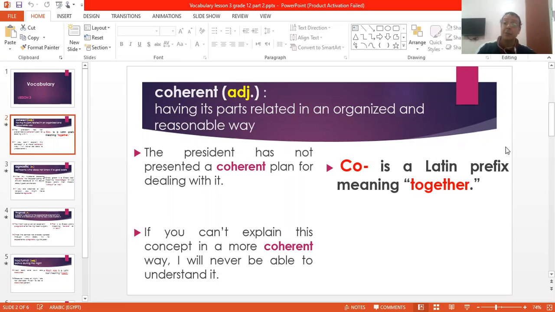Wow, thank you. So Joe means to say that if your plan is not coherent, or if the teacher's explanation is not coherent, not well organized, and its parts are not related, students and learners will never be able to understand what he means or what she means. Okay, so again, coherent is an adjective. So we can use it to modify and describe a noun, and usually adjectives come before the nouns in English. And we just shared with you some of the examples on how to use the word.